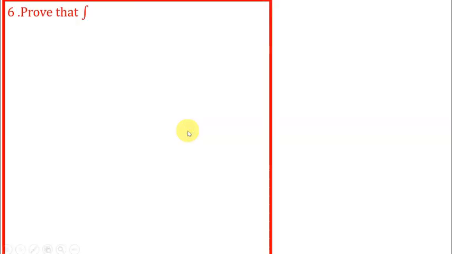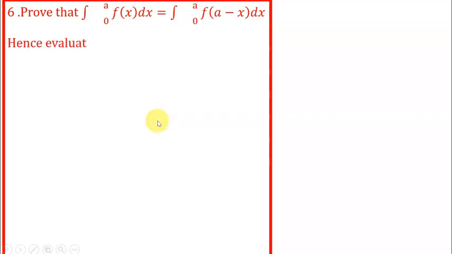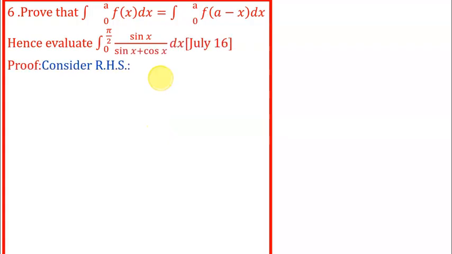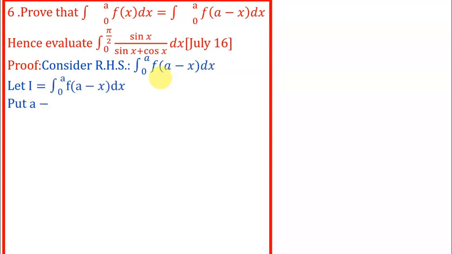Now next, problem number 6. Prove that the integral from 0 to a of f of x dx is equal to the integral from 0 to a of f of a minus x dx. And hence evaluate the integral from 0 to pi by 2 of sin x upon sin x plus cos x dx. This question was asked in the July 16 examination.